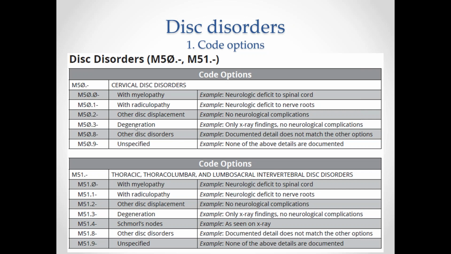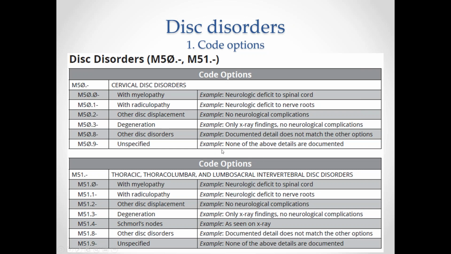Degeneration for me means I took an x-ray and I saw degeneration, but there aren't neurological things. If there were, then I would find another code that listed out what those neurological things are. And M50.8 or M51.8, which are other disc disorders, I would only use those when I can't find any other disc disorder that makes more sense. And M51.9 and M50.9 for unspecified disc disorders, I would only use that if none of the others made sense. You never use that until it's the only thing you have left, okay?